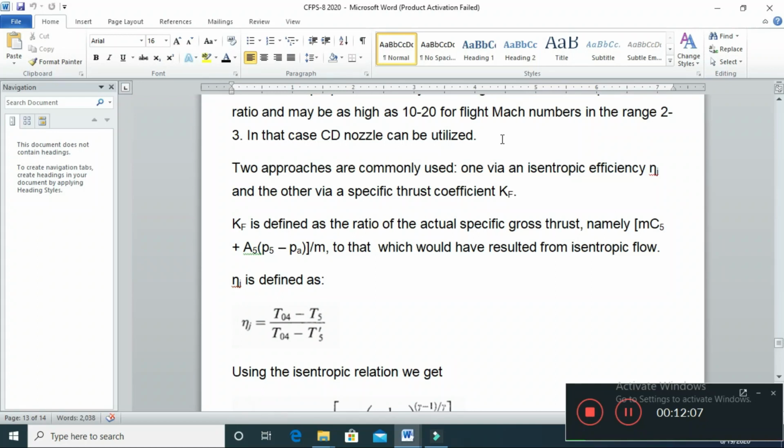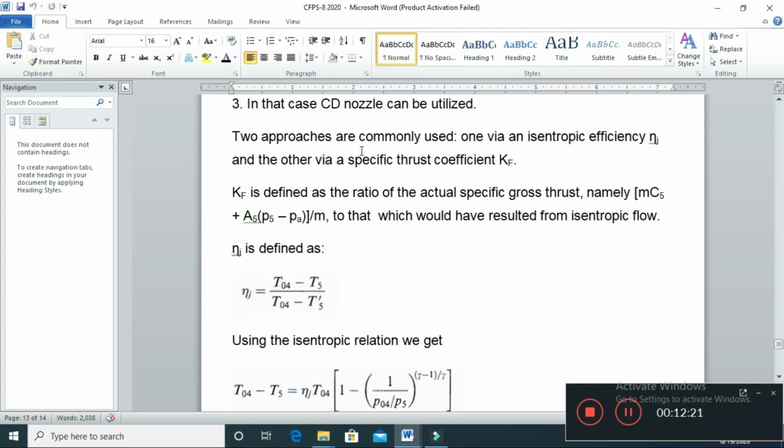Similar to the intake section, we have efficiencies defined for the exit nozzle. One parameter is isentropic efficiency eta J, and the second parameter is the specific thrust coefficient. Specific thrust coefficient is the ratio of the actual specific gross thrust divided by the isentropic flow thrust.